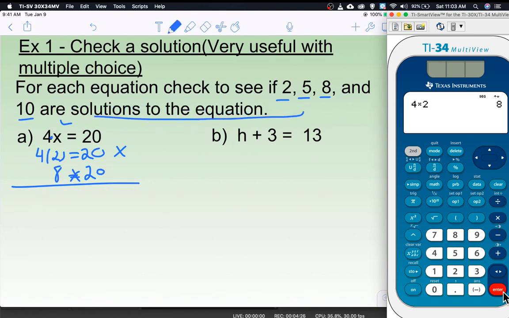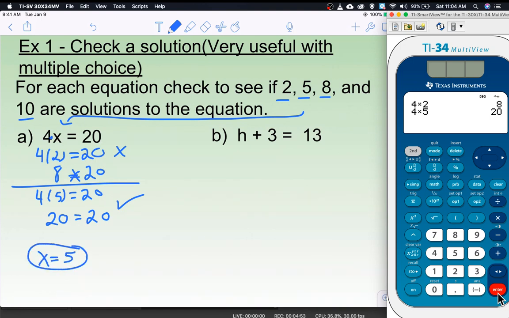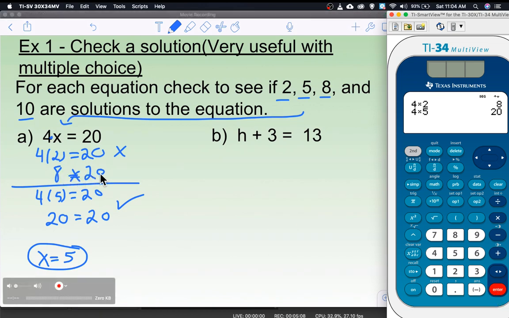If I plug in 5 for x, 4 times 5 equals 20. Again, do the math in your head or on a calculator. 4 times 5 is 20. This math actually does work out, which means 5 is the solution to this equation. So when x is 5, it makes both sides of the equal sign the same, which means it's true. That's what we're looking for when we're checking our solutions. Does the math work out? Is 20 equal to 20? Yes. In the previous problem here, was 8 equal to 20? No.